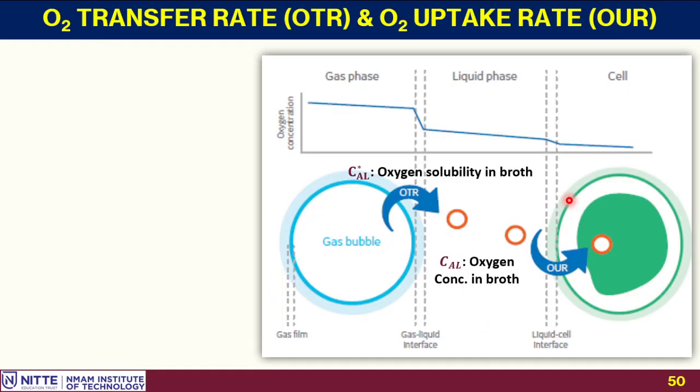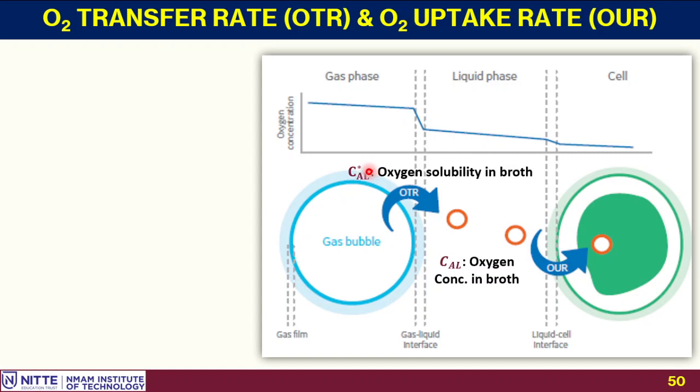Now, the oxygen transfer rate. The next step is oxygen transfer rate. So the resistance path we have seen, the gas bubble to the bulk of the liquid. The transfer of oxygen from the gas bubble to the bulk of the liquid is called OTR, oxygen transfer rate. Nothing but how much mass transfer is taking place in reality.